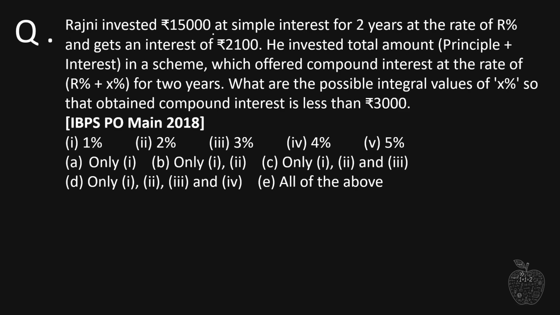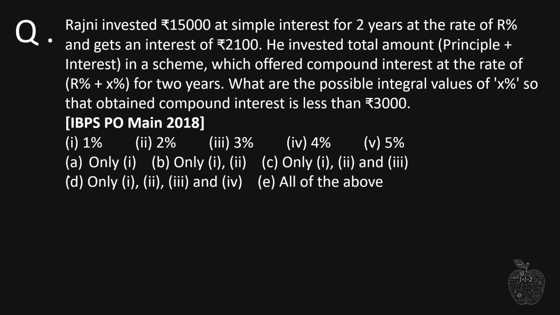Rajni invested 15,000 at simple interest for 2 years at a rate of R% and gets an interest of 2100. He invested the total amount, principal plus interest, in a scheme which offered compound interest at a rate of R% plus X% for 2 years. What are the possible integral values of X% so that the obtained compound interest is less than 3000? Okay, so first let's see.